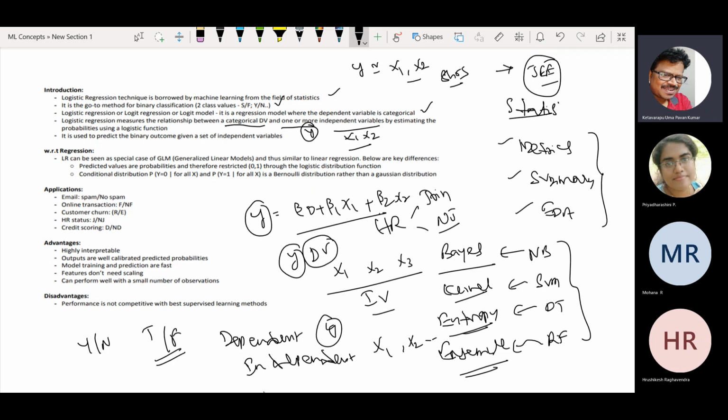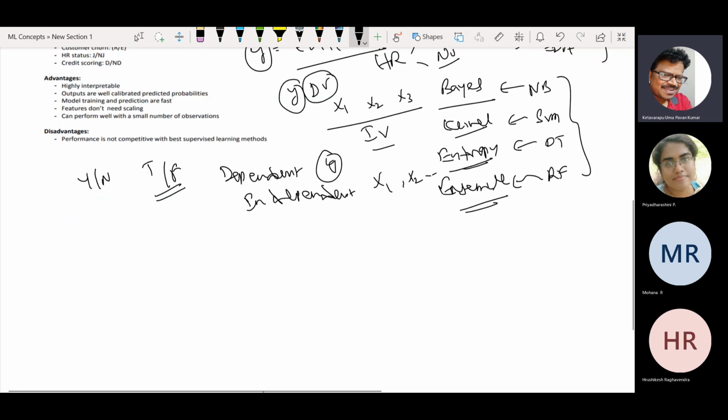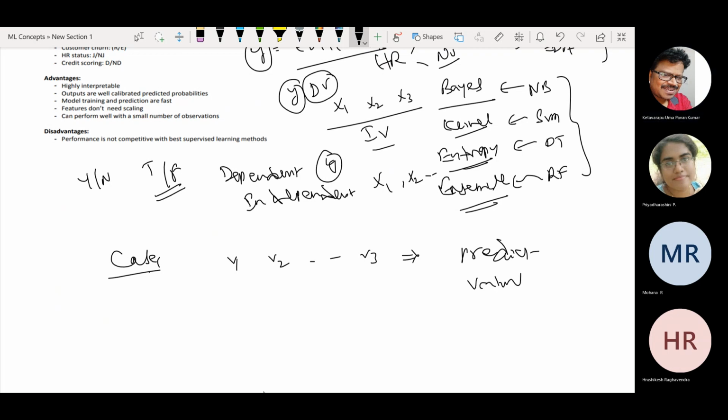So we are trying to establish the relationship between y, x1, x2, by estimating the probabilities using the logistic function or logit function. One of the most important things, guys: in the first case, I'm having some values, and based on those values I need to predict something. And here also I should give the value.